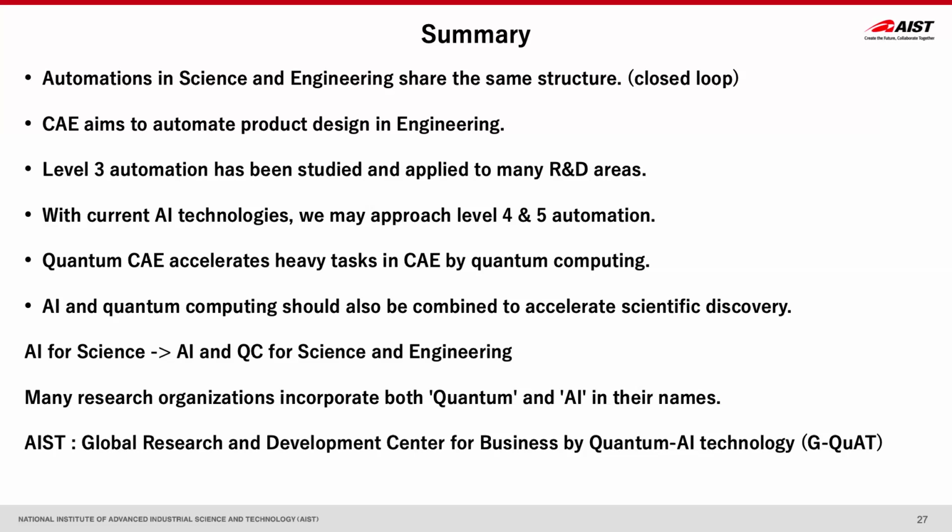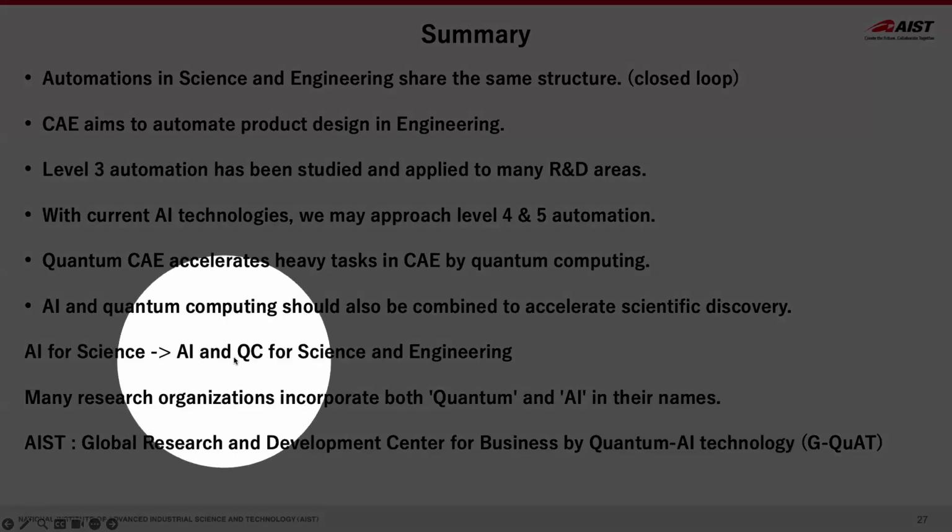Okay, so this is a summary. This is the final slide. We see that AI for science and quantum CAE have many similarities. That is basically the closed loop without human decision. And now, very interesting, what I want to say in the last slide.